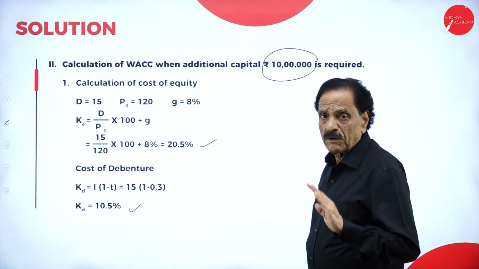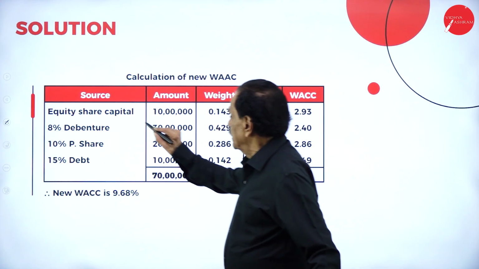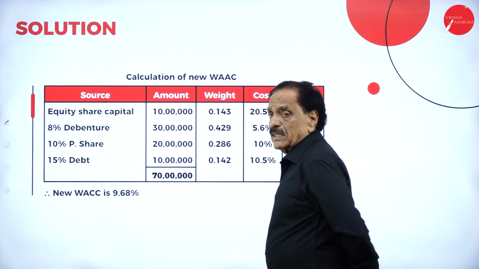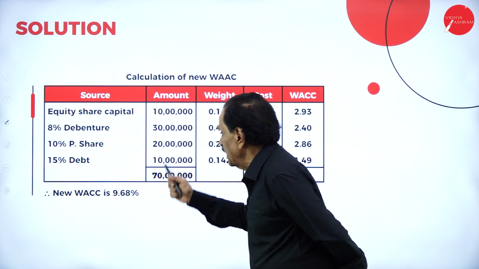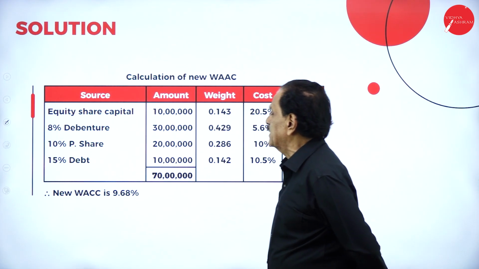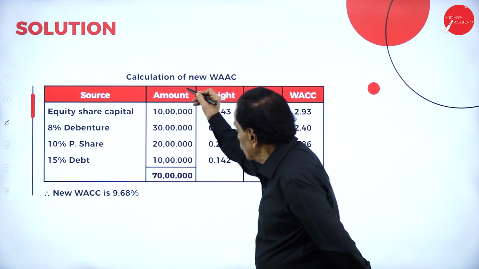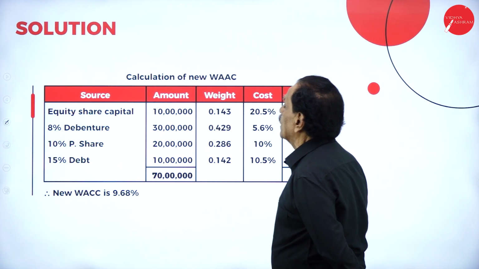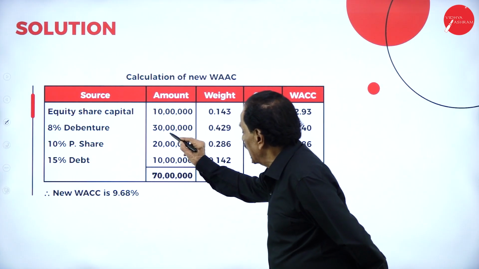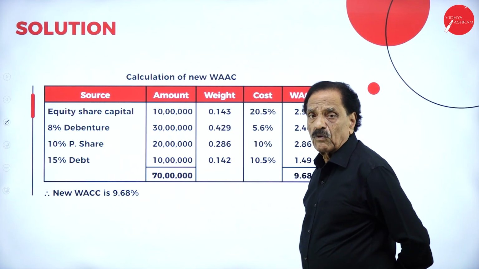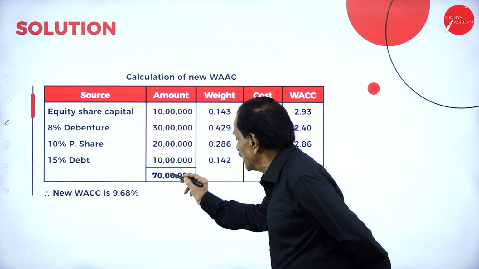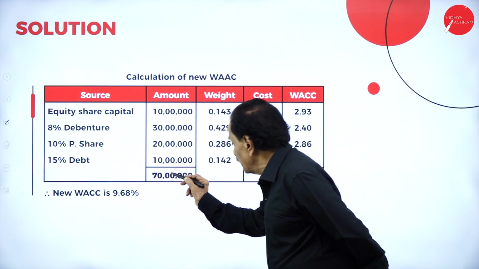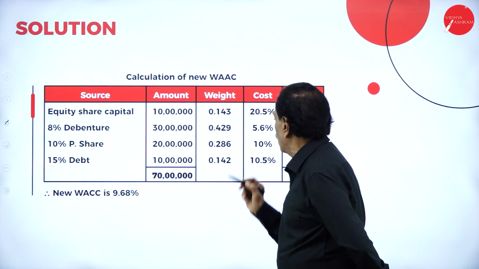Regarding KP, the preference share remains the same. Equity share 10 lakh, 8% debenture 30 lakh, 10% preference share 20 lakh, new 15% debenture 10 lakh. Totally it becomes 70 lakh. Now 10 lakh divided by 70 lakh is 0.143. 30 lakh divided by 70 lakh is 0.429. 20 lakh divided by 70 lakh comes to 0.286. 10 lakh divided by 70 lakh is 0.142.